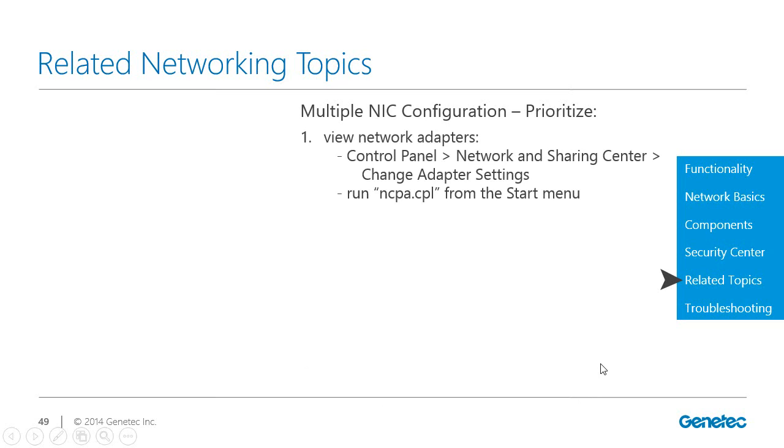The first thing we want to do is get into our network adapters in Windows. So we can do this by opening the control panel, going into the Network and Sharing Center, and then click on the Change Adapter Settings option. This may also be called the Manage Network Connections, depending on the version of Windows that you're running.